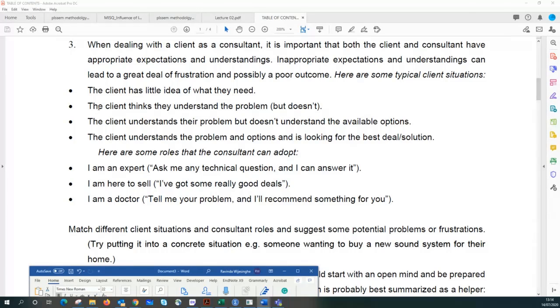The second one is the client thinks they understand the problem, but actually doesn't. Probably they know something, but their understanding is quite different from the actual real situation. The third scenario is the client understands their problem but doesn't understand the available options.